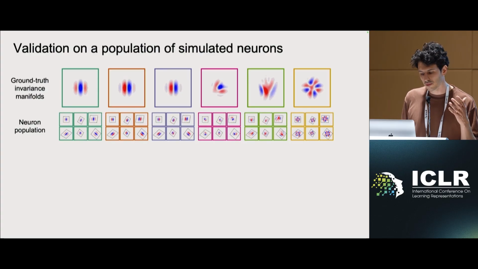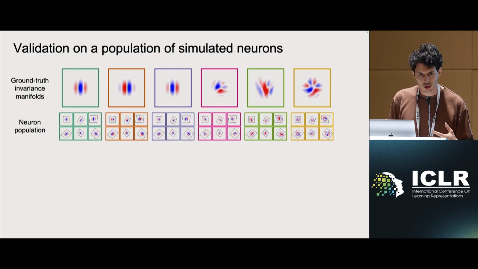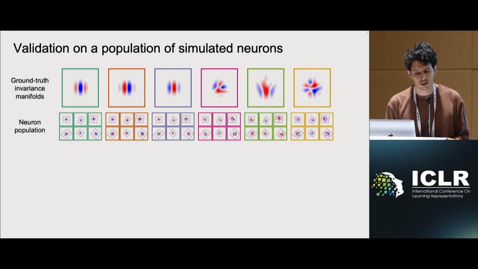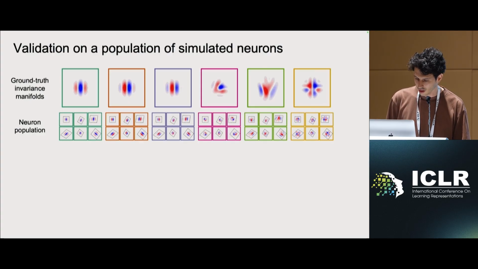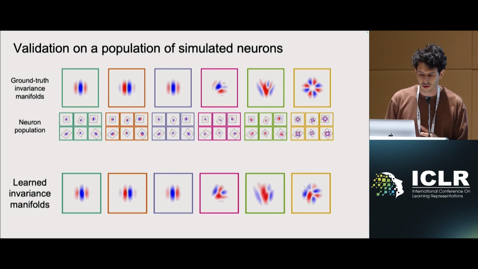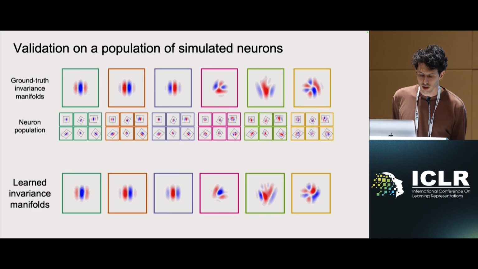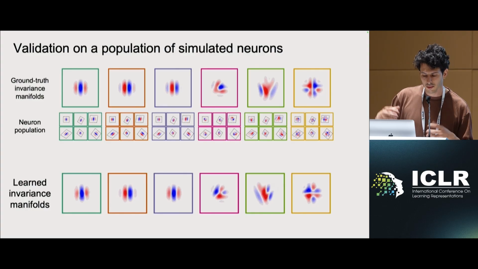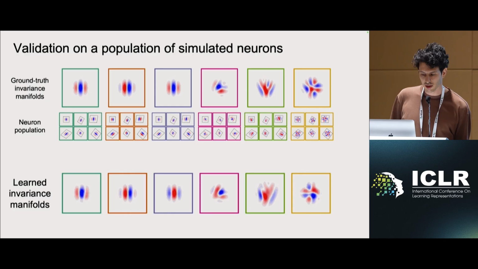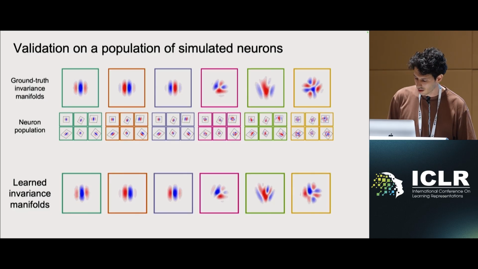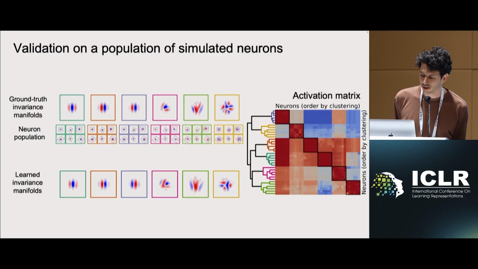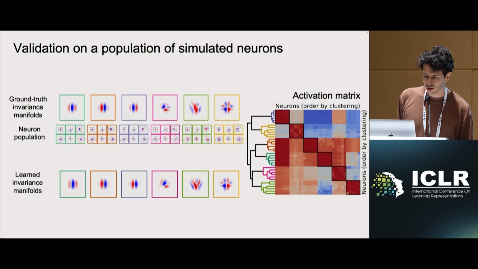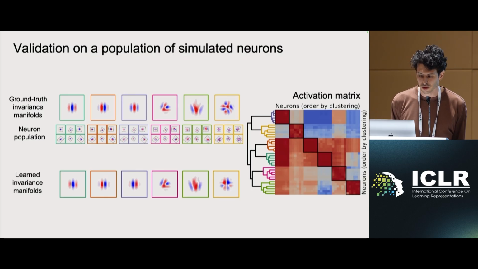In this way, we obtain a neuron population that might mimic the variability that could be present in a population of neurons from an early visual area of the brain. We apply our method to learn the invariance manifolds of these neurons, and as you can see here in the bottom, these are the learned invariance manifolds, and the images in these invariance manifolds closely resemble the images in the ground truth invariance manifolds above. When we align these invariance manifolds through all the pairs of neurons and apply hierarchical clustering, we are able to reconstruct the 6 different groups of neurons that were present in our neuron population.